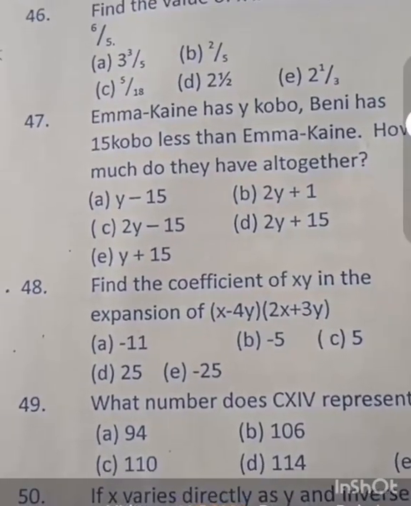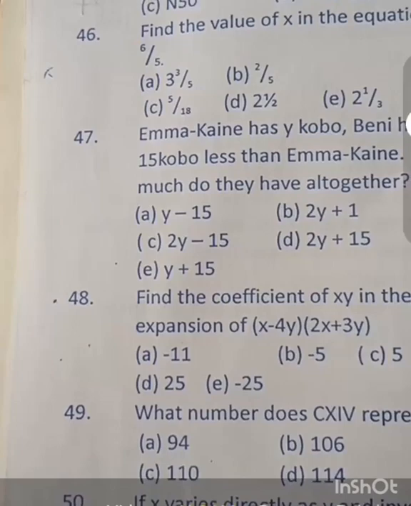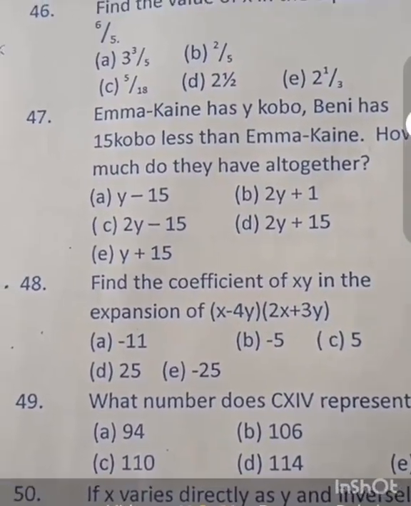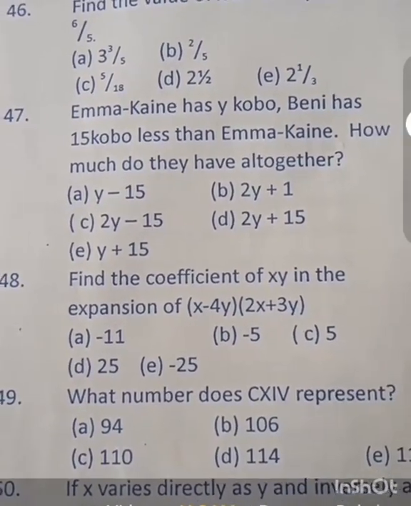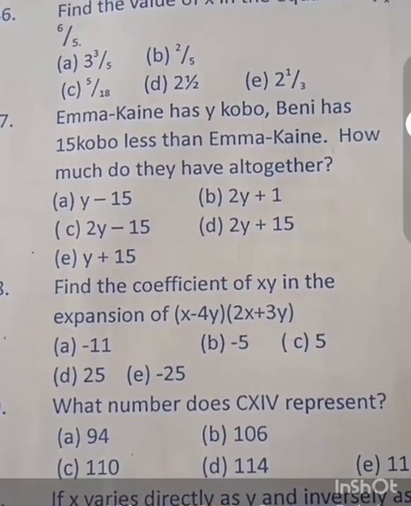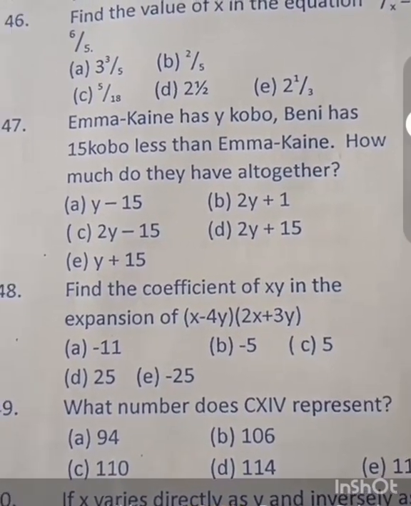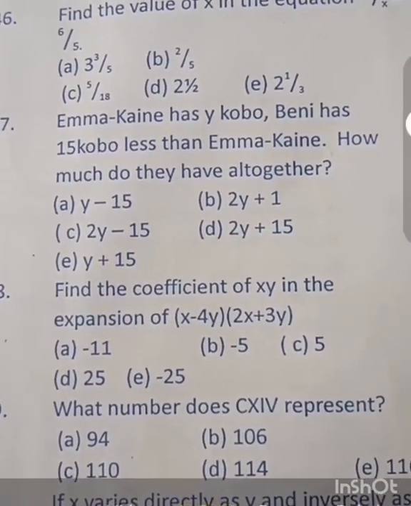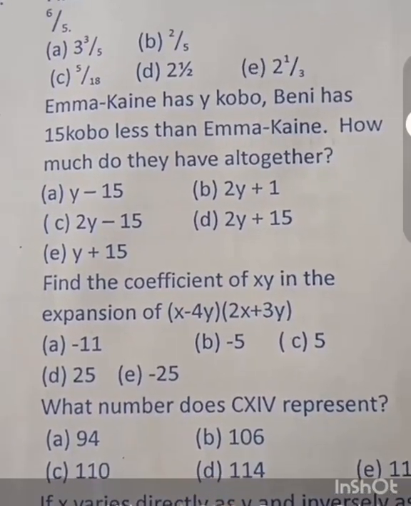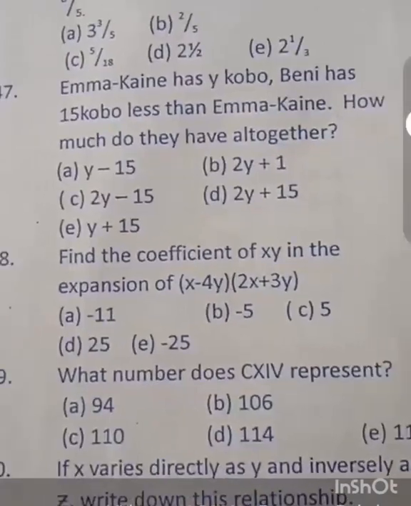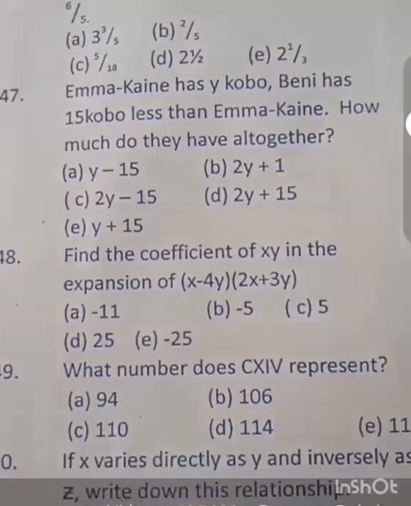Now question number 47. Question number 47 says, Imakene has Y kobo. Benny has 15 kobo less than Imakene. How much do they have all together? Now this question, you need to take a little time, look at it again. Don't just rush it. You can read it over and over again until you get the understanding.